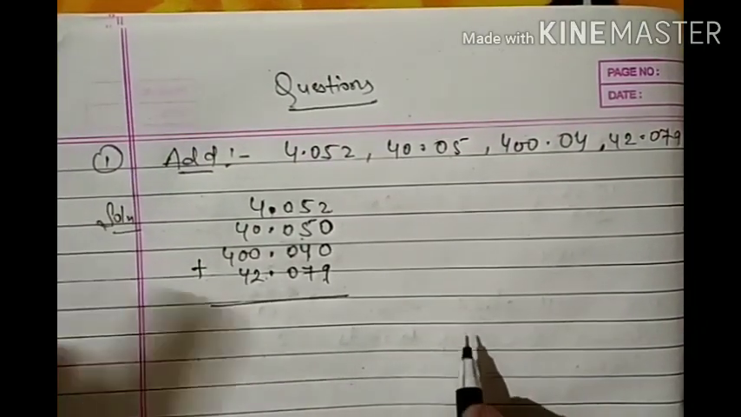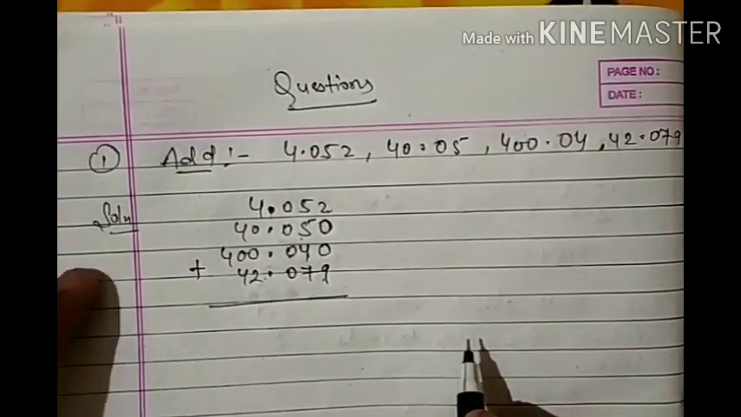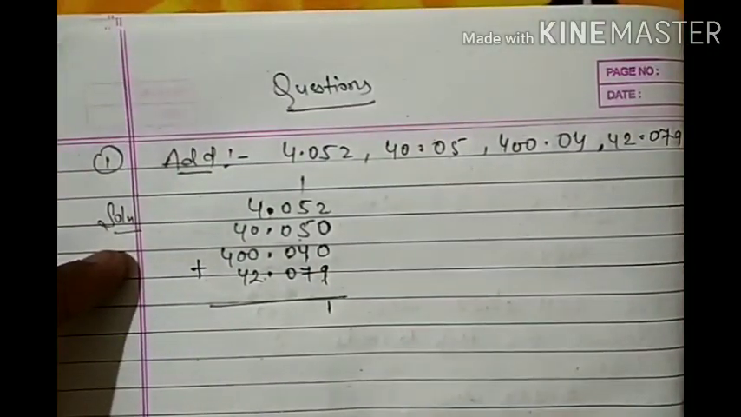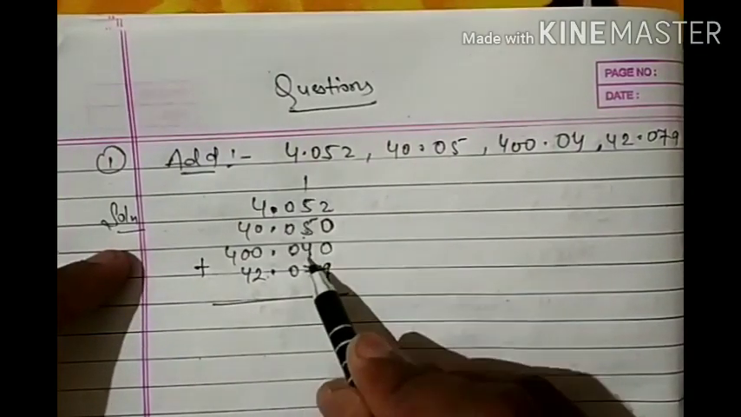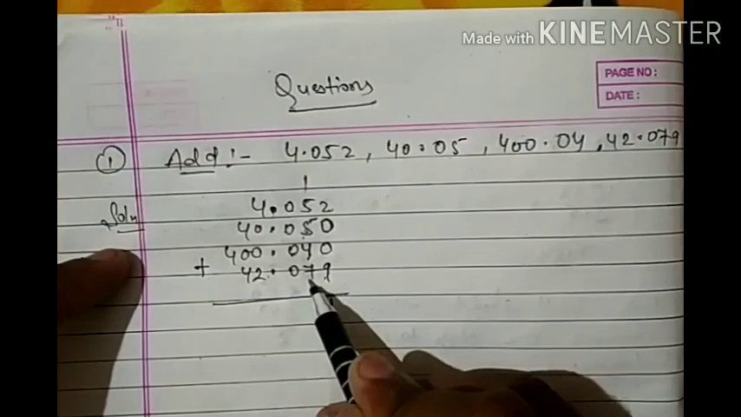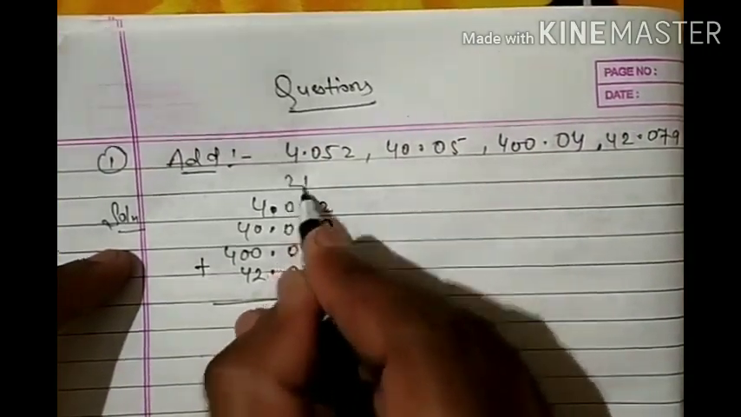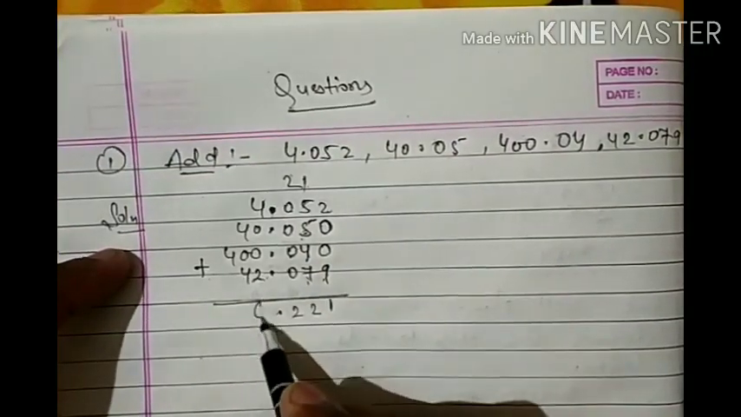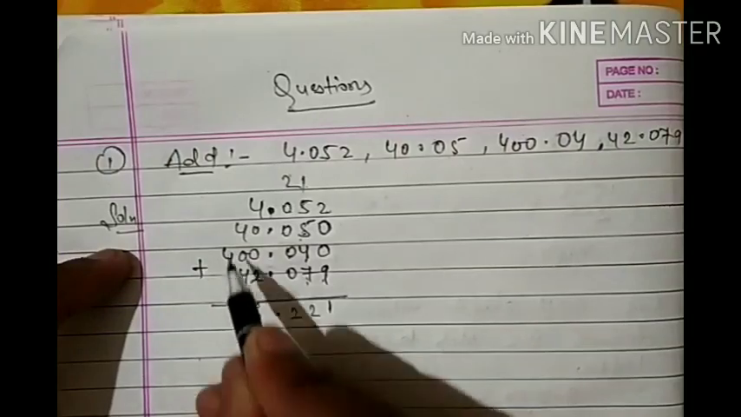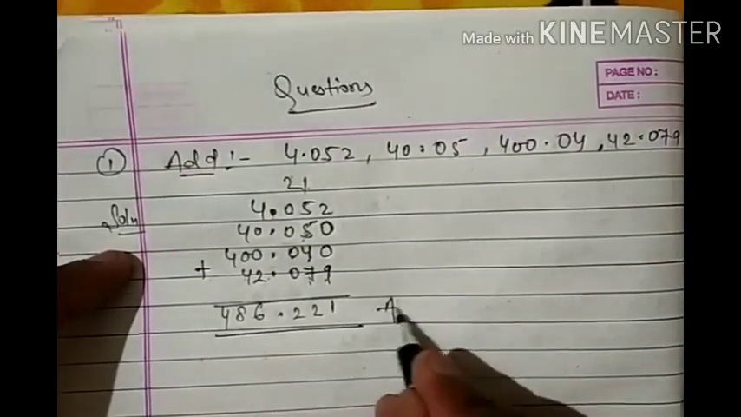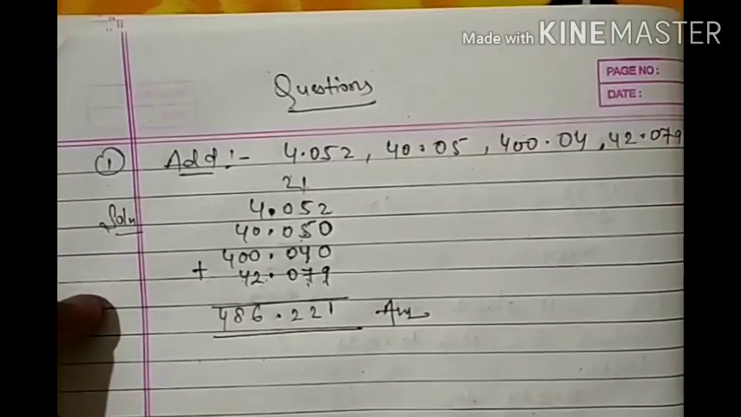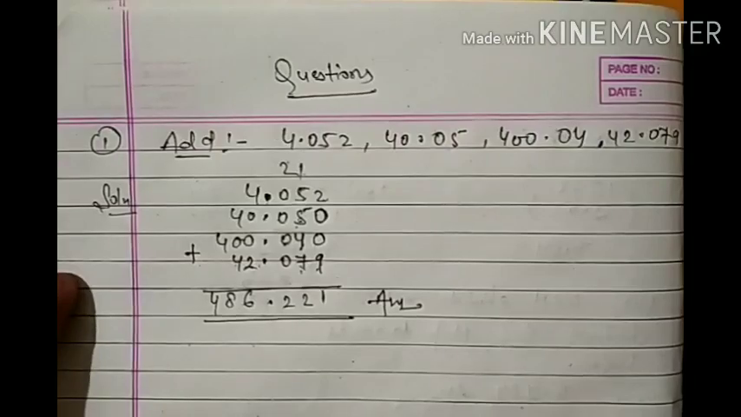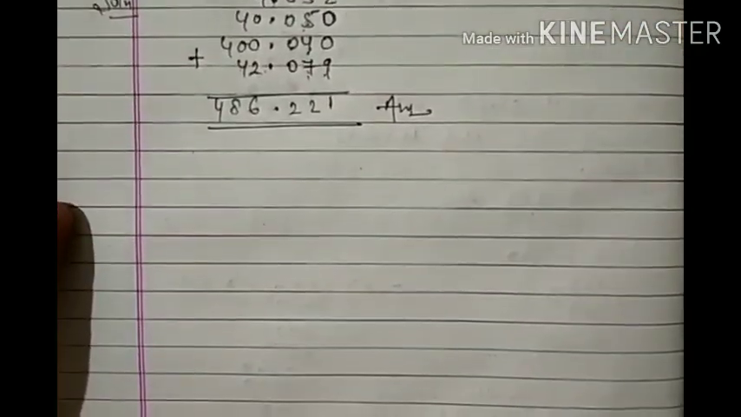So now we will add these terms. You all can add it very clearly. 9 plus 2, 11, 1 carry 1. 5 plus 5, 10, 10 plus 4, 14, 14 plus 7, 21, 21 plus 1, 22, 2, carry 2. And here nothing, 2. Here we have 4 plus 2, 6, 4 plus 4, 8 and 4. 486.221 is our answer. This was a very easy question. I hope you all are able to solve such type of question. Now let's move on to the second question.